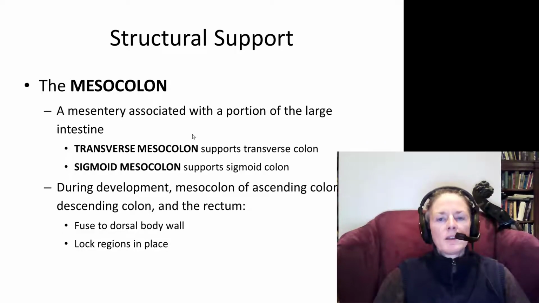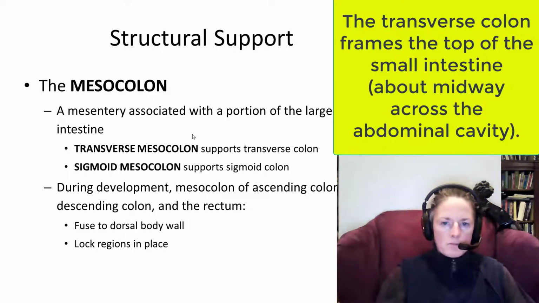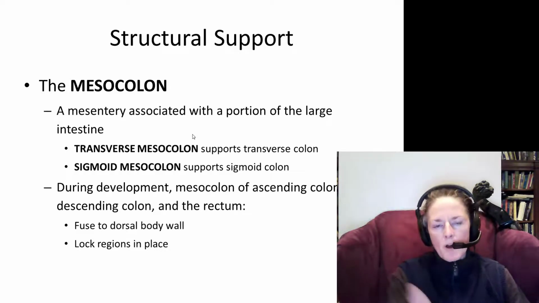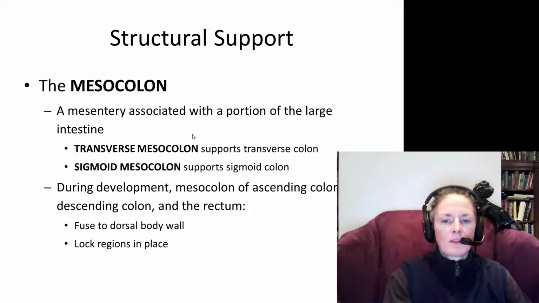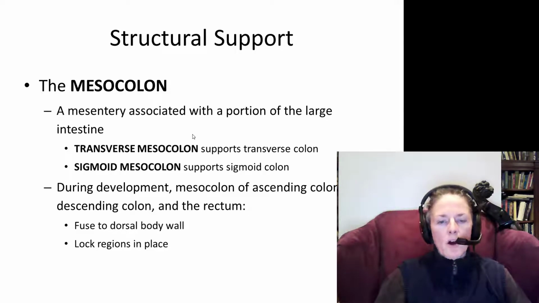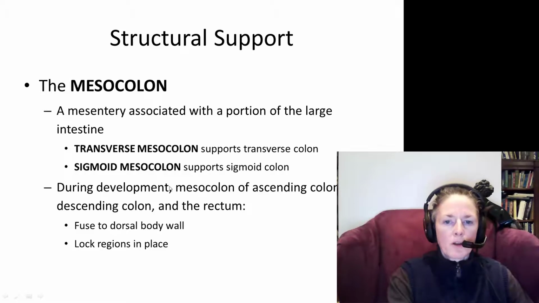All right, then we have the mesocolon. And the mesocolon is going to support the part of the large intestine that is not retroperitoneal. So we have the transverse colon, which goes across the top of the abdominal cavity, and then we have the sigmoid colon, that S-shaped colon that is communicating between the descending colon and the rectum. So the sigmoid colon is also suspended in its own mesentery, and we have a name for each of these. The transverse colon is suspended in the transverse mesocolon, and then the sigmoid mesocolon supports the sigmoid colon.